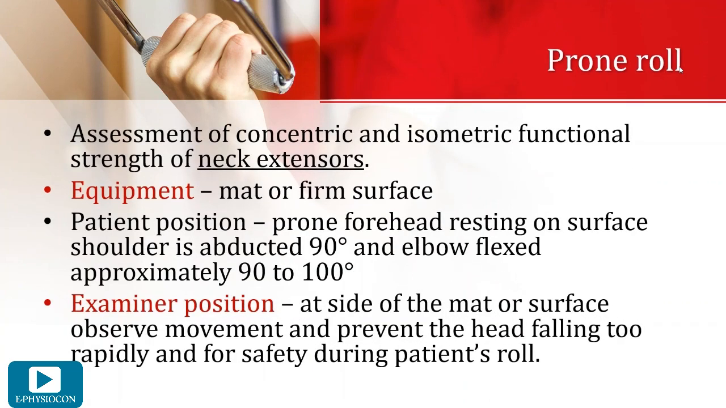The next is prone roll. In prone roll, the targeted muscle contraction is neck extension: concentric and isometric functional strength of the neck extensors. Equipment same as before, mat or firm surface. Patient position: prone with shoulder abducted 90 degrees and elbow flexed approximately 90 to 100 degrees. Examiner position: at the side being tested.